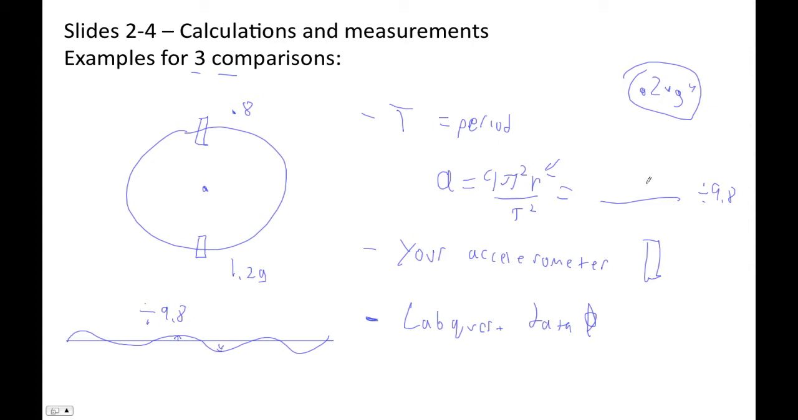So when you do your comparisons, make sure that you get the acceleration in g's. Your accelerometer is naturally going to give you g's. The LabQuest data, you'll have to divide by 9.8 to get g's. You could even look at the thing going around in a circle, and there's a way to do it with video analysis.